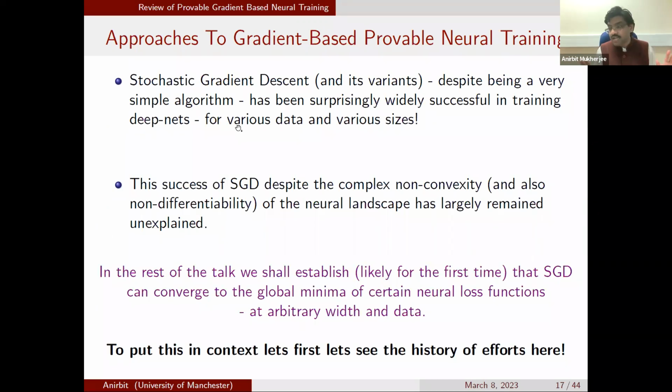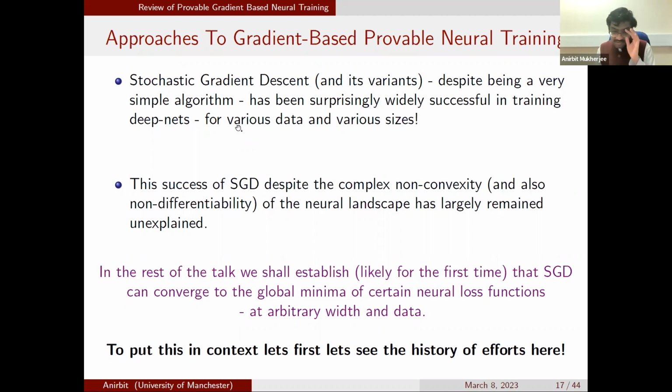So in the rest of the talk, I will establish, probably for the first time, that stochastic gradient descent converges to the global minima of certain neural loss functions with no assumptions on width or data. And that is, I think, important. So far, nobody had shown that SGD can converge on nets when you remove the data assumption and the width assumption simultaneously. I will try to explain that this is possible in the rest of the talk.